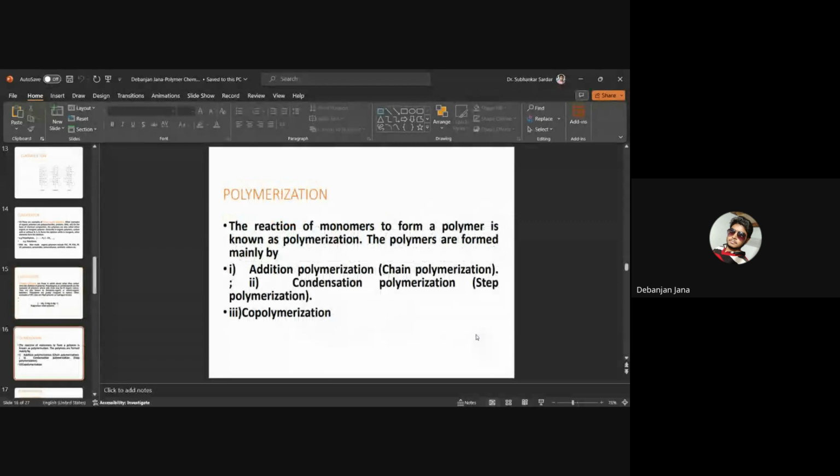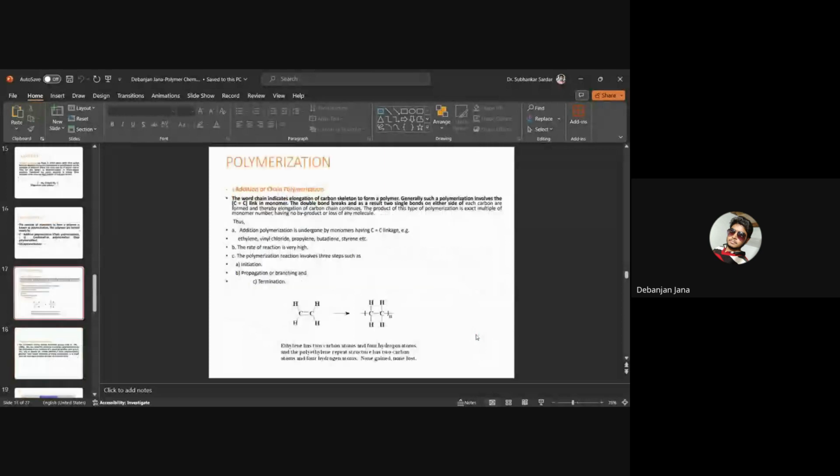Next, polymerization. The reaction of monomers to form a polymer is known as polymerization. The polymers are formed mainly by addition polymerization, that is called chain polymerization. Next, condensation polymerization, that is step polymerization. And third is copolymerization. First, addition or chain polymerization.